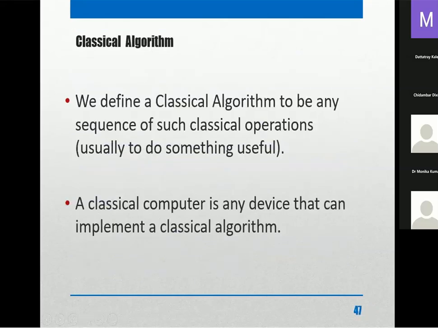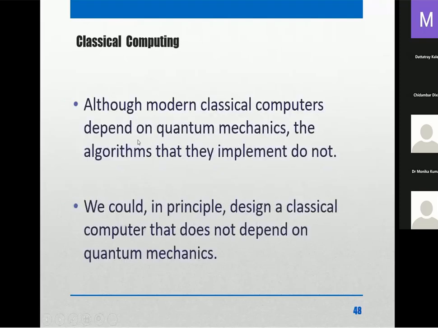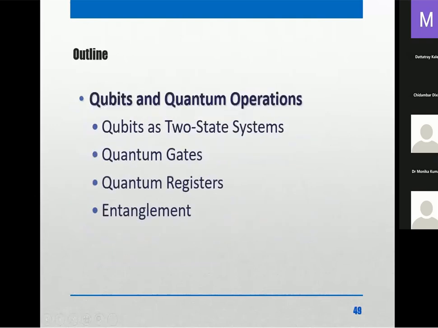We define a classical algorithm to be any sequence of classical operations, usually to do something useful. A classical computer is any device that implements a classical algorithm. Although modern classical computers depend on quantum machinery, the algorithms they implement do not. We could in principle design a classical computer that does not depend on quantum machinery. We can see more on a qubit as a two-state system.